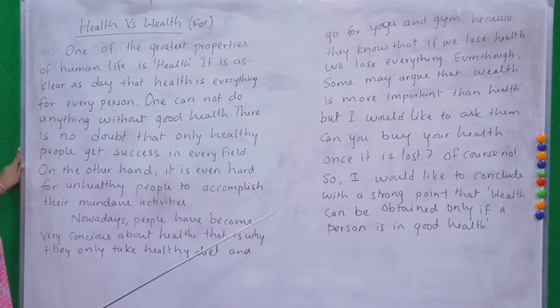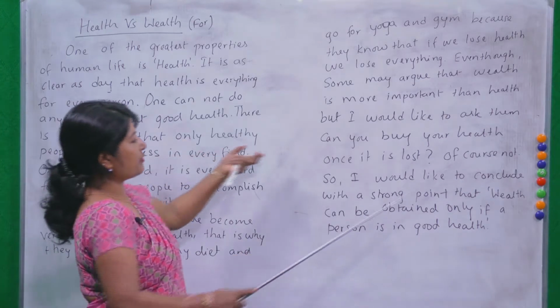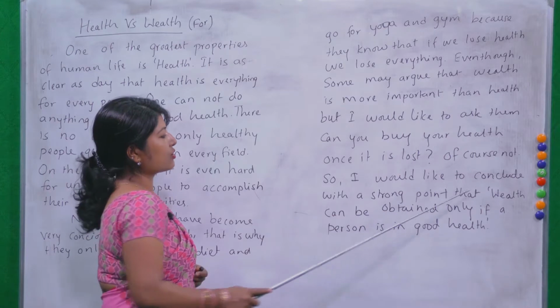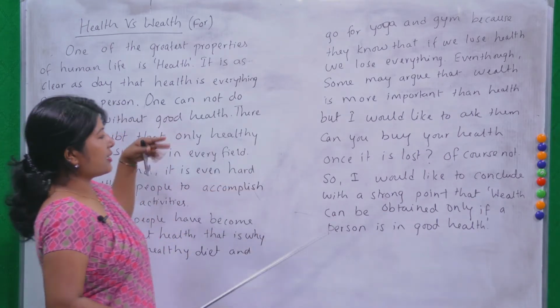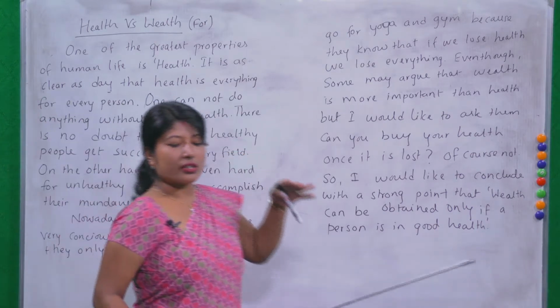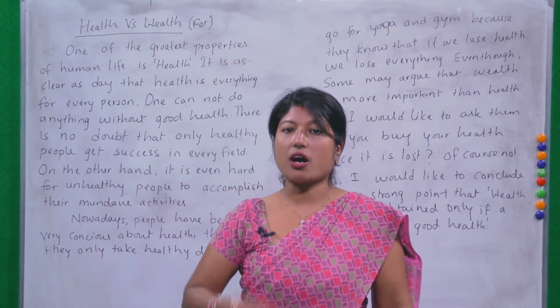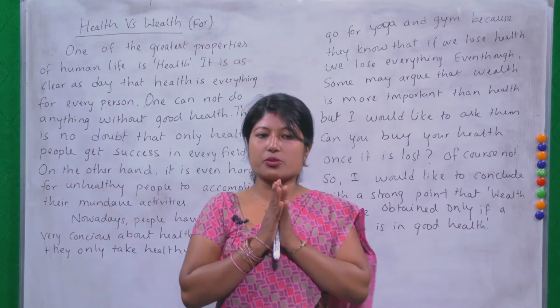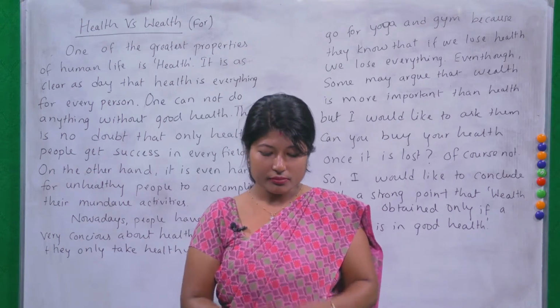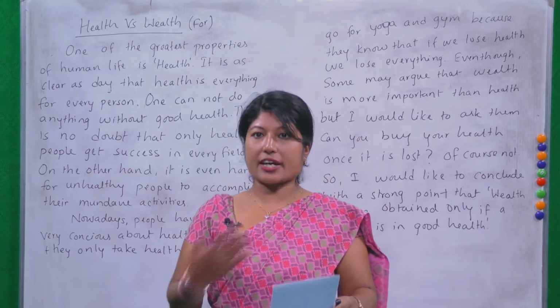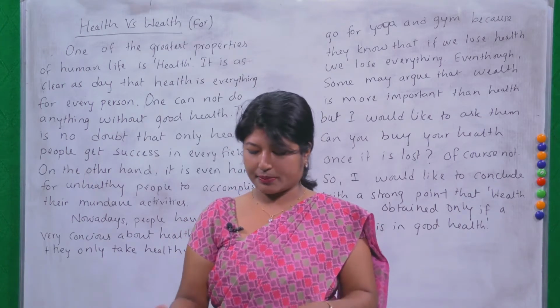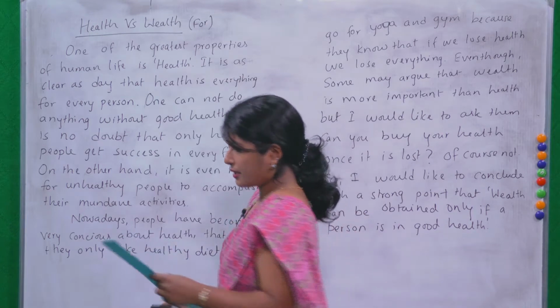So like, I would like to conclude, when at last also, what do you say? I would like to conclude with a strong point. So these kind of things you need to include in your speech, in your arguments, so your arguments would be stronger. And there is one more, for and against. Then how do you write against? Let's go for that.